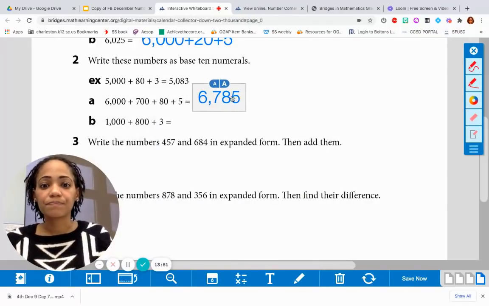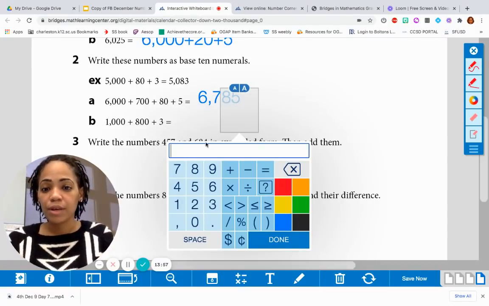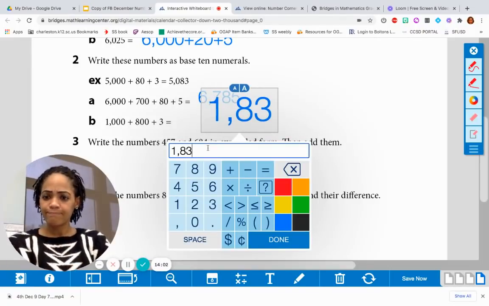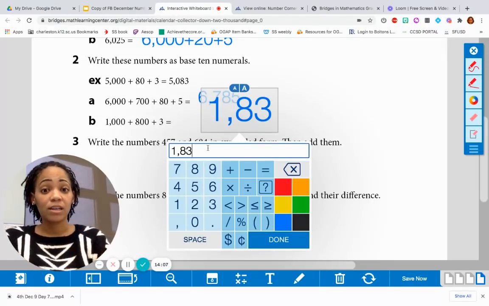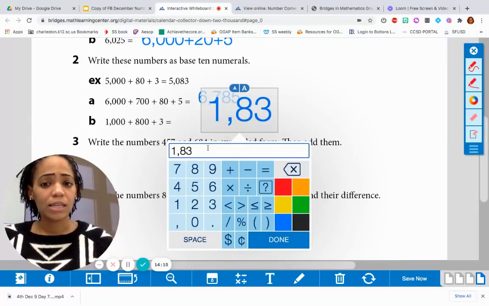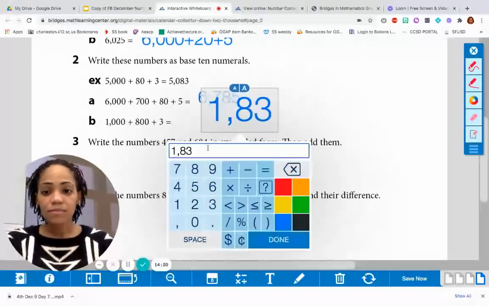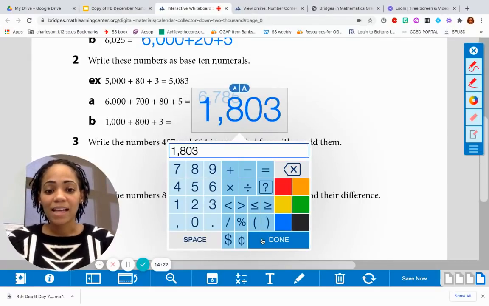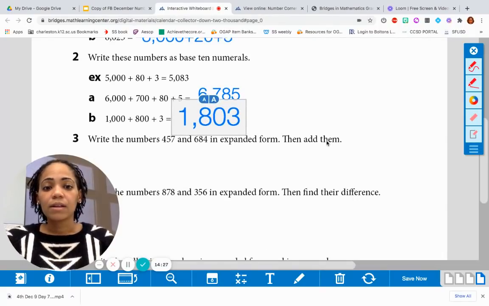Good. How about the next one? 1,803. Ooh, 1,803. Does that say 1,803? No, it actually would say 183. And I wasn't supposed to use a comma or $1.83, and I actually accidentally pressed the wrong key and didn't put the decimal point. So we're missing a place value. We have no tens. And that's when it gets really tricky. So you got to pay attention to that. Okay? Let's do the next couple.